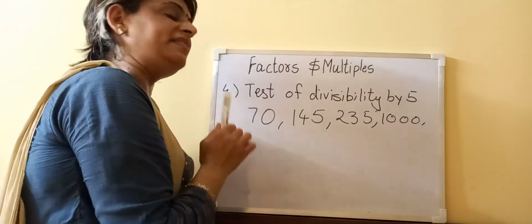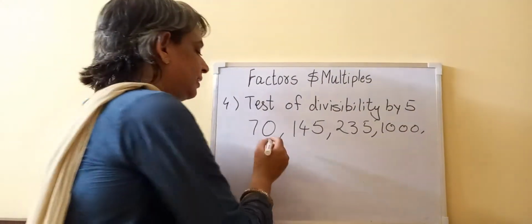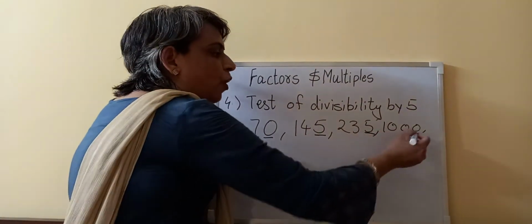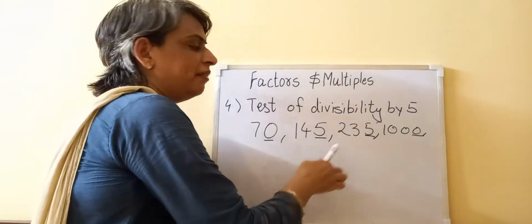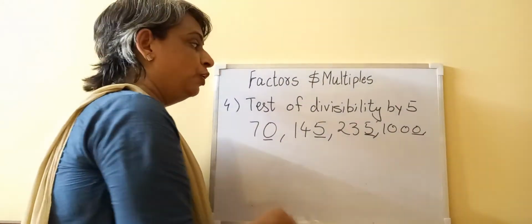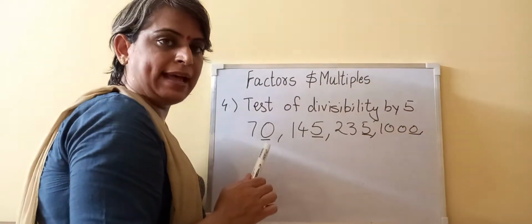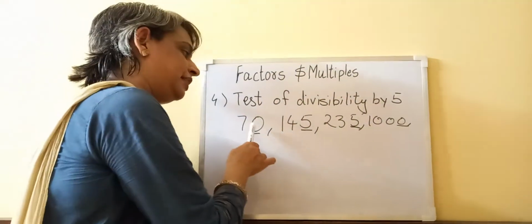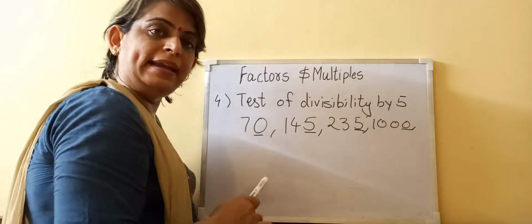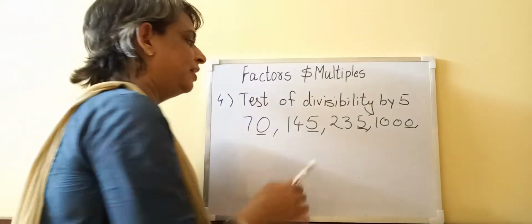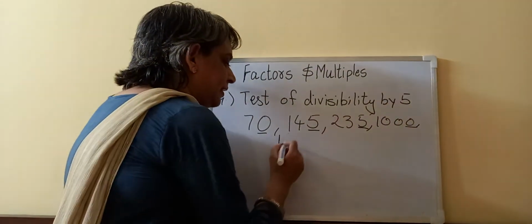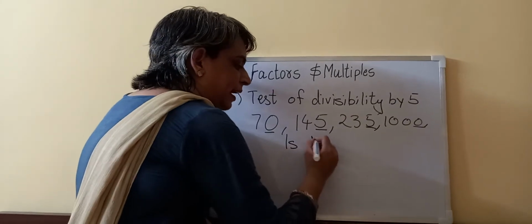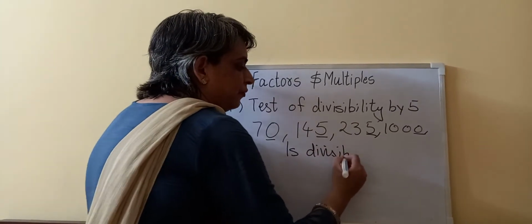What is the digit in the ones place? The digit is either 0 or 5. I have not written any other digit. So the rule of 5 means that whenever the digit in the ones place is 0 or 5, the number is divisible by 5. So all these numbers are divisible by 5.